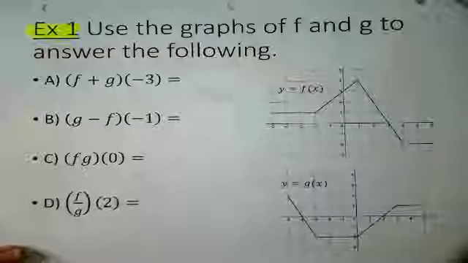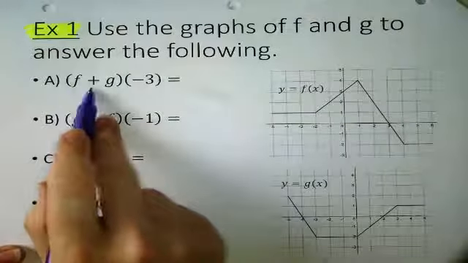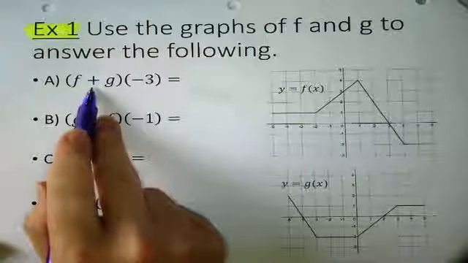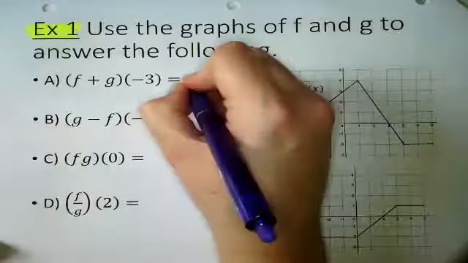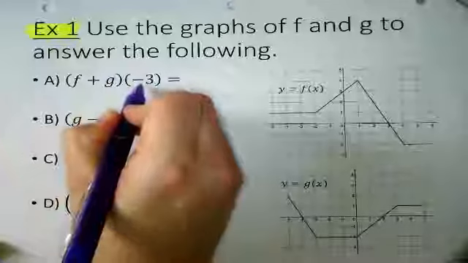Okay, so hopefully you've had a break and you've written those down. We have this crazy notation. I don't like this. So I'm going to rewrite it and tell you what exactly it means. So it really means, this says f plus g of negative 3.